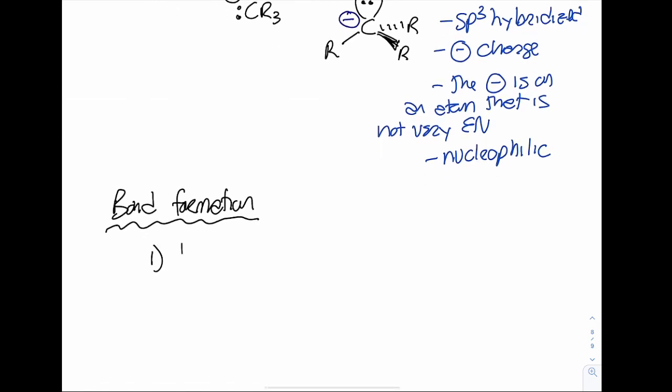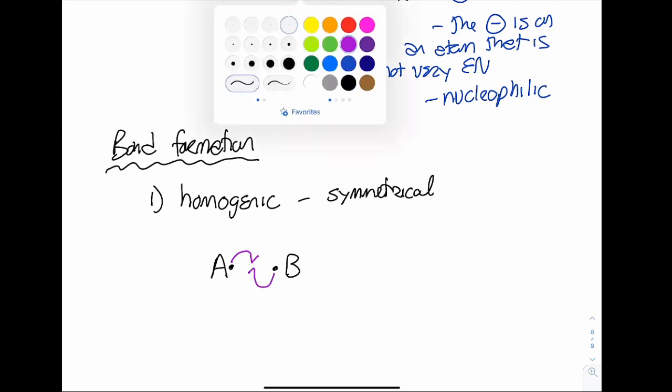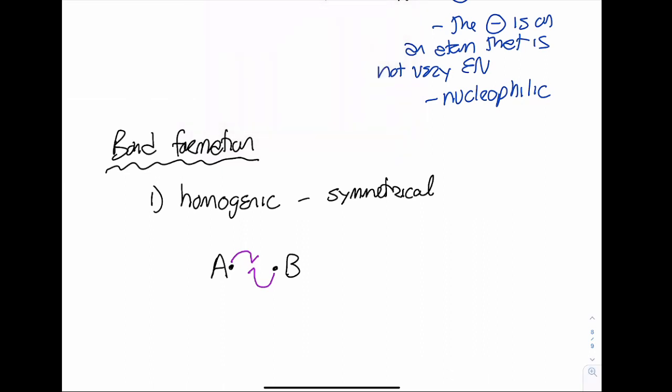So one, homogenic. So this is going to be symmetrical. So I'm actually going to start out with radicals, and then each of them is going to contribute an electron. Again, because I'm going to be moving one electron, I am going to use those fishhook arrows. So A is going to contribute an electron, B is going to meet them out in the middle, and we're going to end up with forming those bonds. I drew one up and one down. You could do them both up, you can do them both down. It only matters that you use the fishhook arrows and you meet somewhere in the middle.